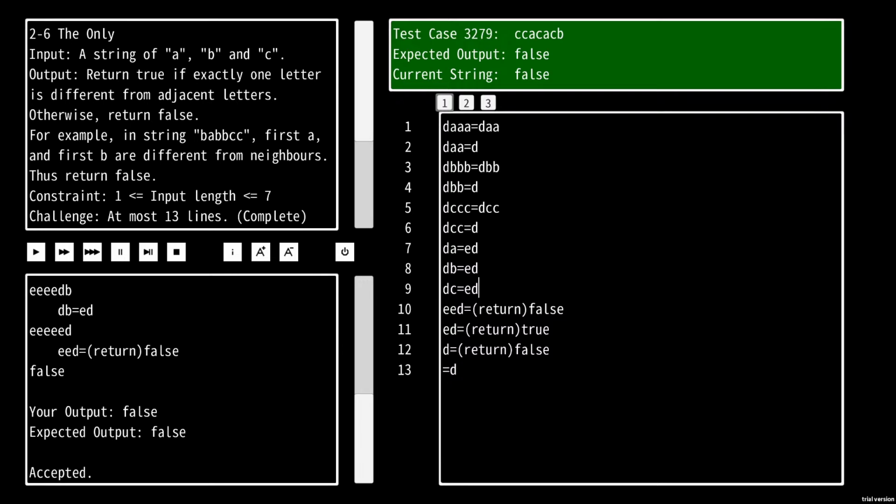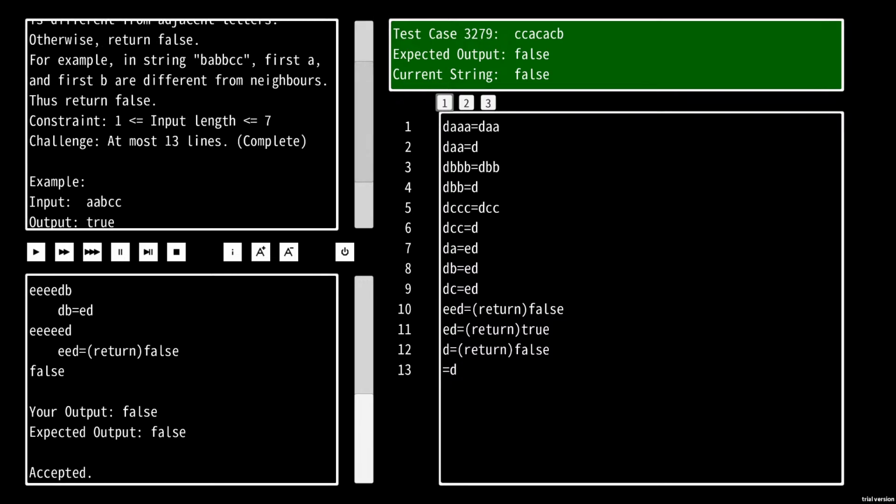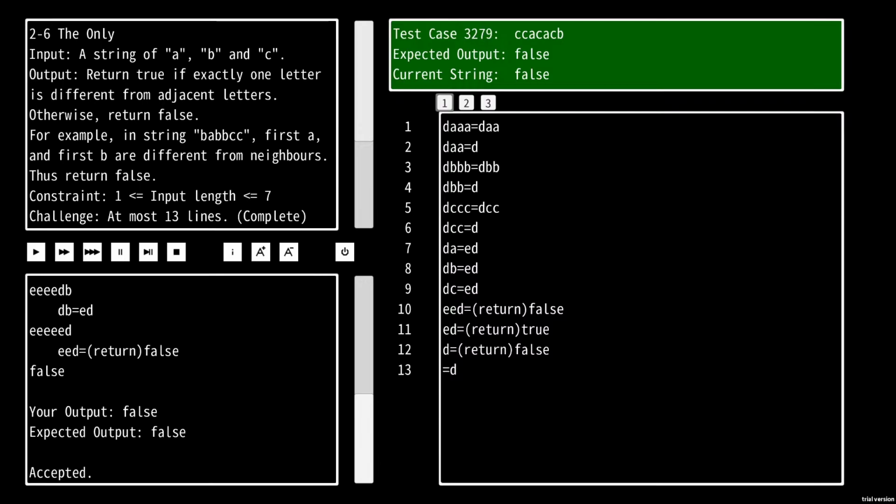So here's the deal, right? This requirement, when it says one letter is different from adjacent letters, that basically means it's a block of length 1. If you imagine any string it can give me, it's going to be split into blocks of the same letter. A letter is only different from its neighbors if it's a block of length 1. That's the idea: you have to have exactly one block of length 1.